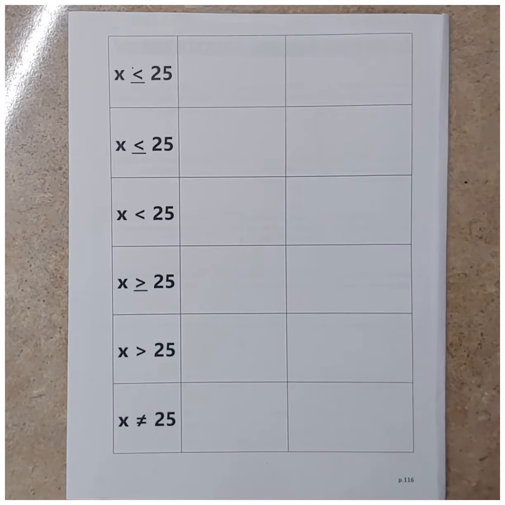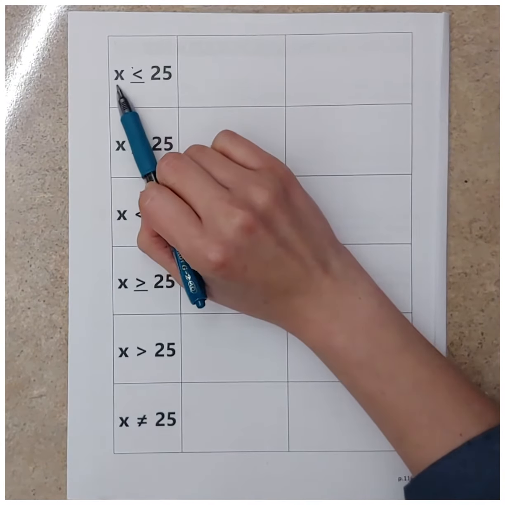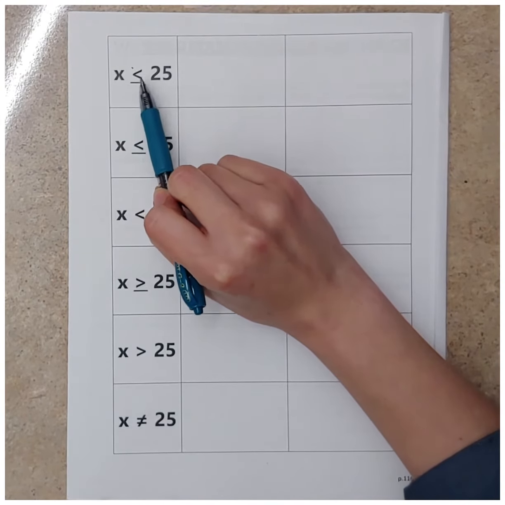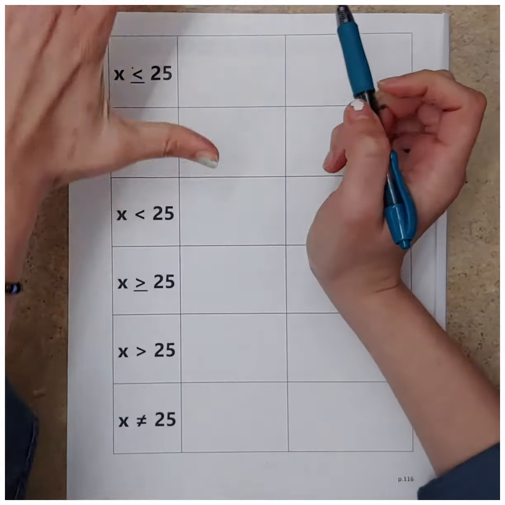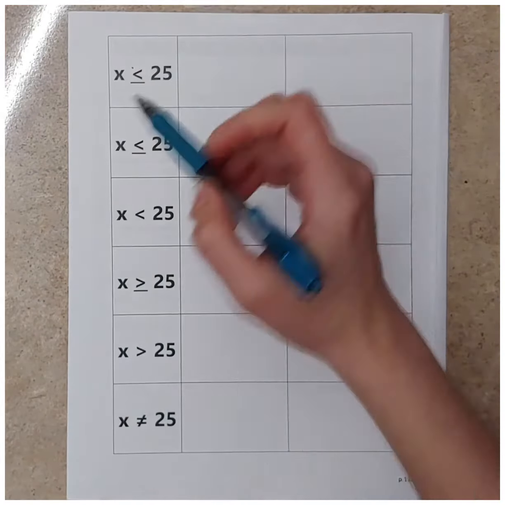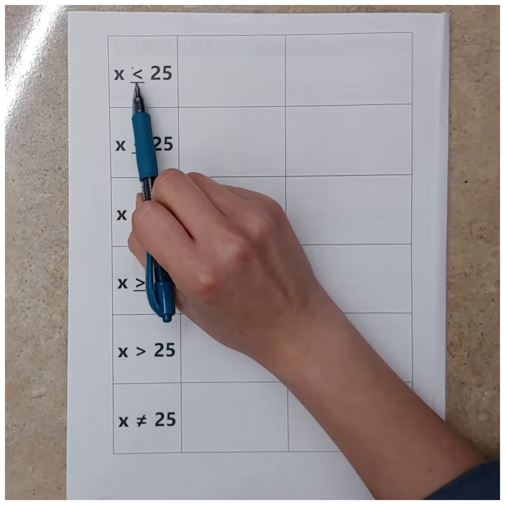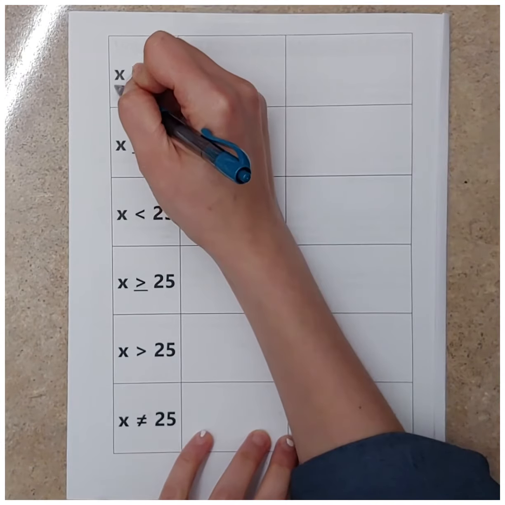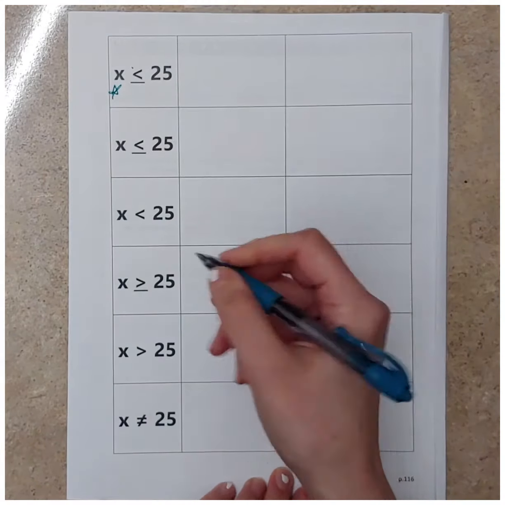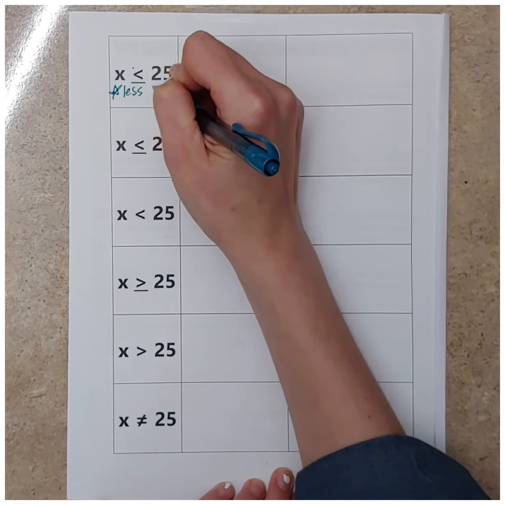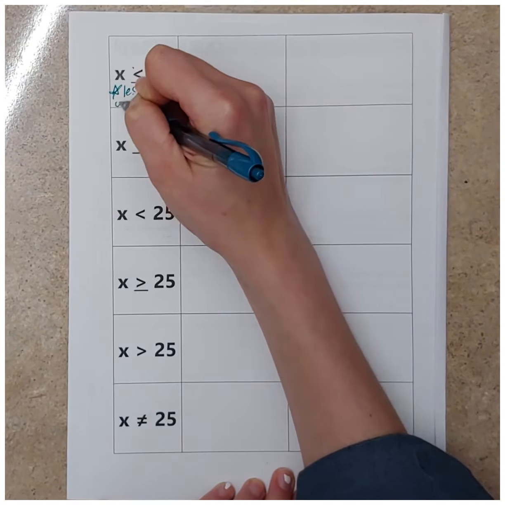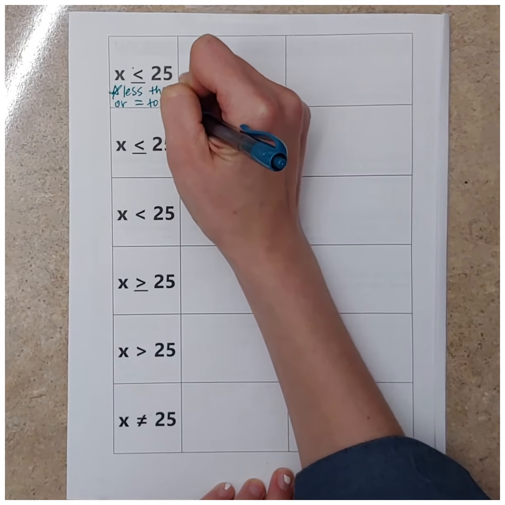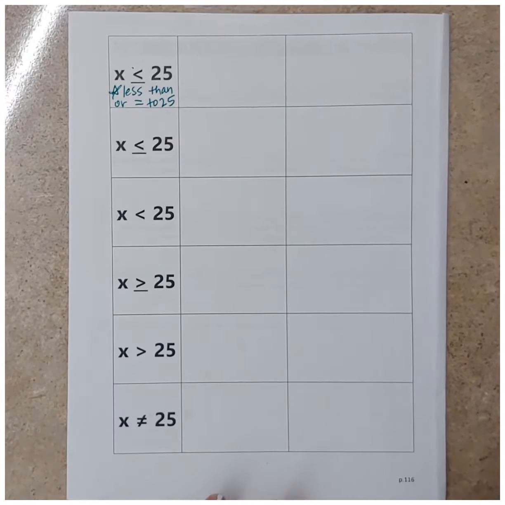All right, so our first one, we've got x is, do we remember what this is? It makes an L, right? L, less than. X is less than or equal to 25. So let's go ahead and just write that down since we're just starting with these. Less than or equal to 25.